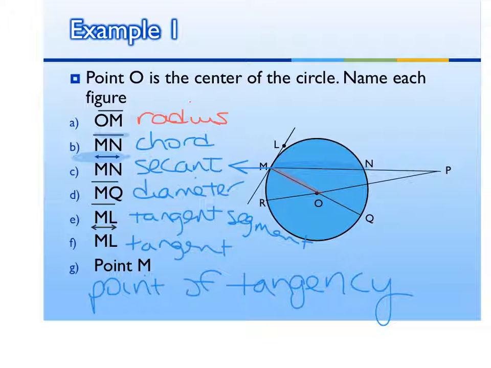There's also secant segments also. So for example, if MN, or it would be out of it, we would maybe call it MP or something, just know that if it's got a picture of a segment on top, write the word segment at the end when it's a tangent or a secant.